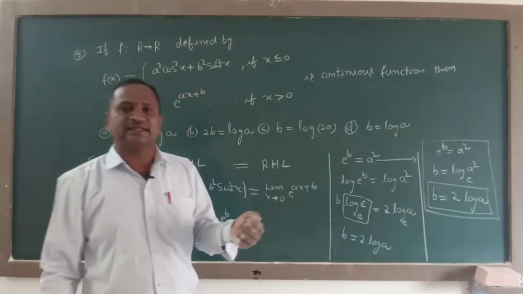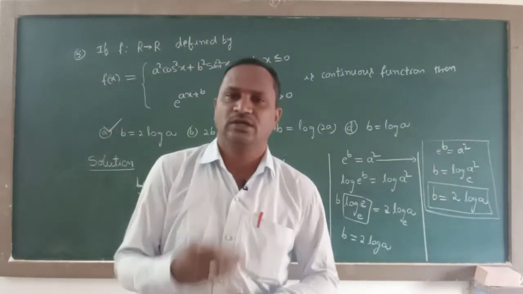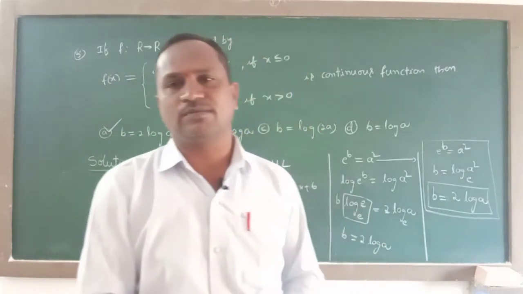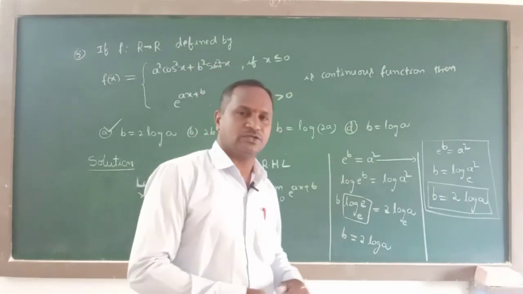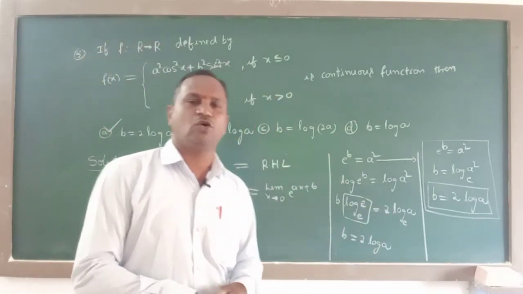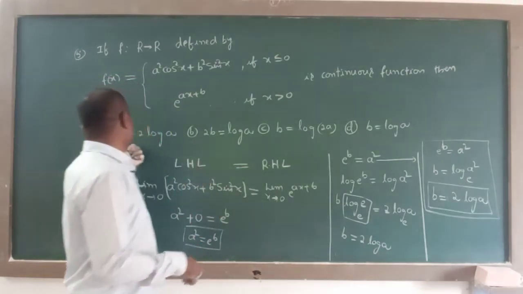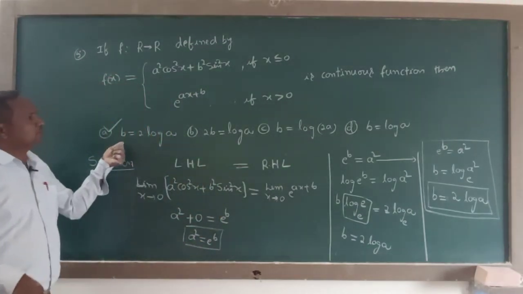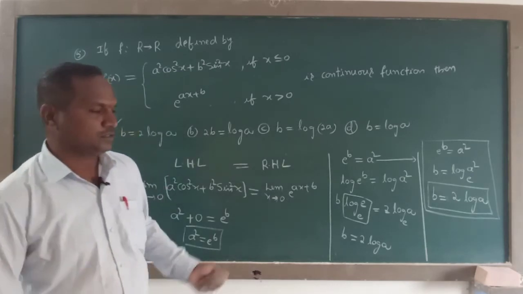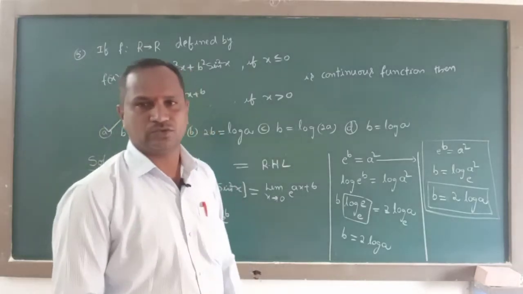We got the answer in terms of exponential form. Now we converted those exponential forms into logarithmic forms. By converting that, we got b is equal to log a, which is allotted to the first option. So the first option is the correct option for this question. Now let us solve another question.